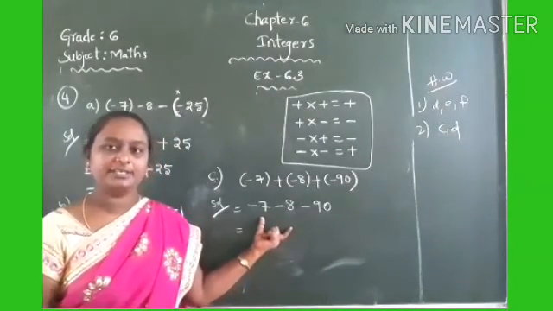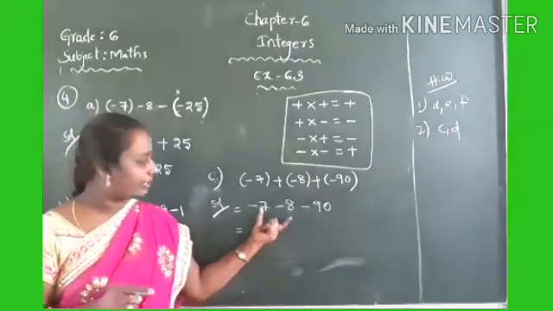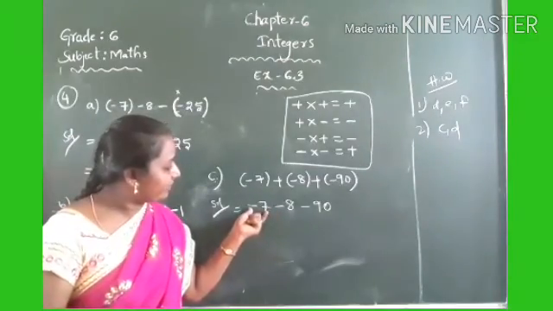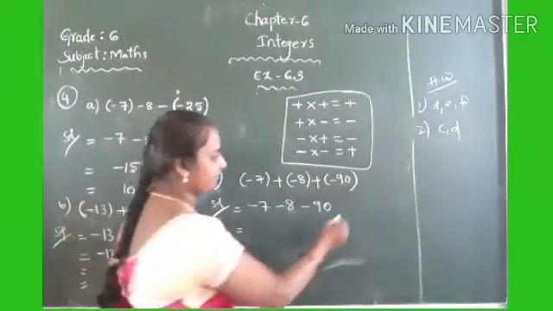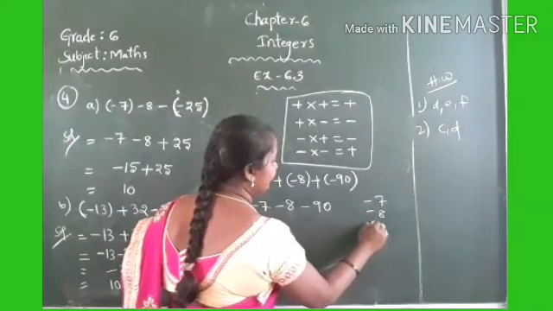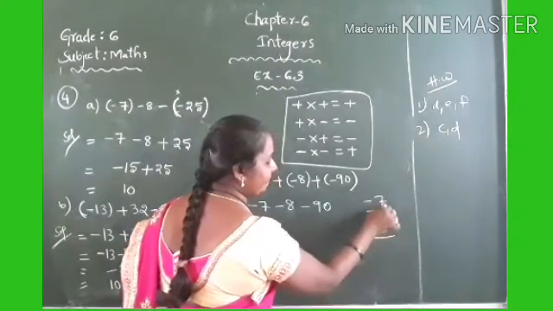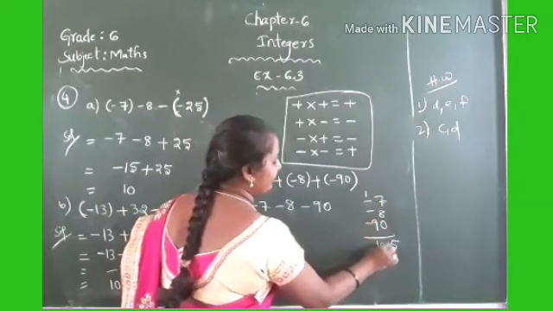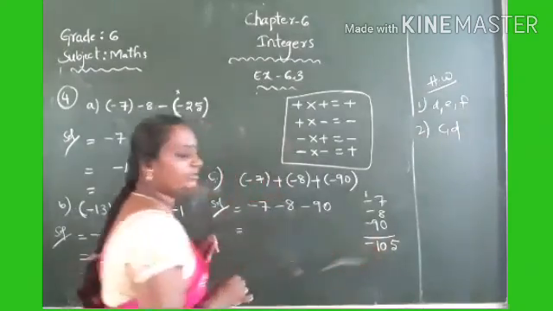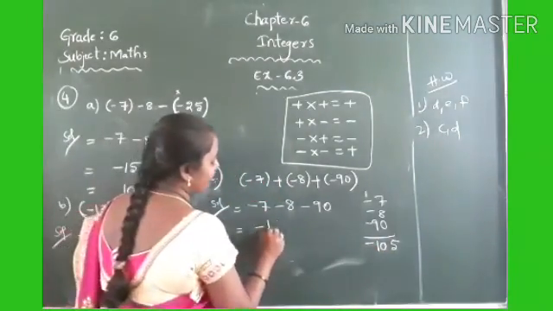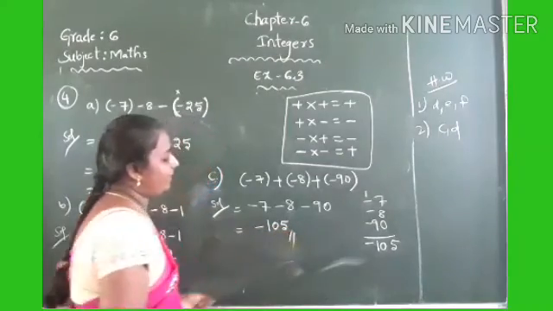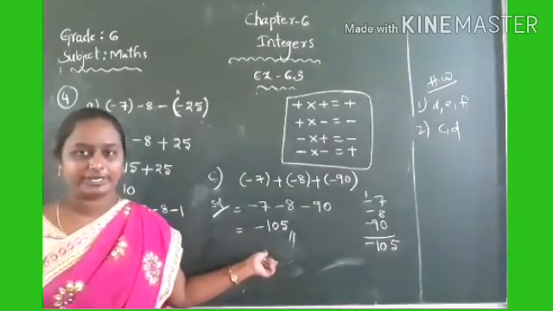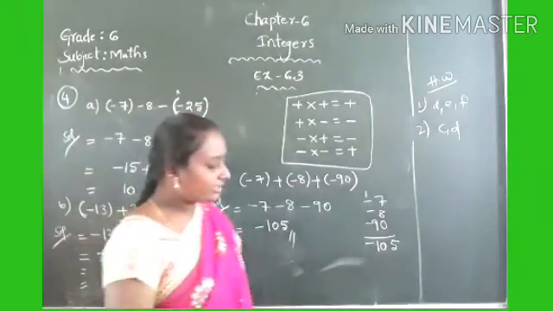What do you have to do here? You have to do addition and give the negative sign. Right. Here minus 7, minus 8, minus 90. So 7 plus 8, yes, it is 15. 9 plus 1 is 10. So give the negative sign to 105. So what is the answer here? Minus 105. Right, children?